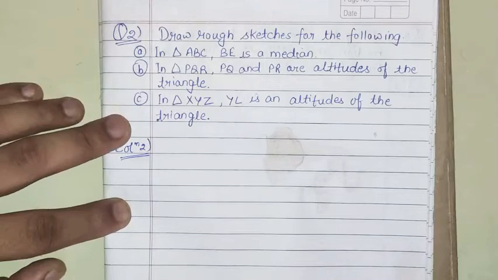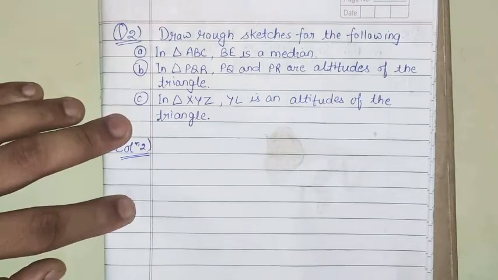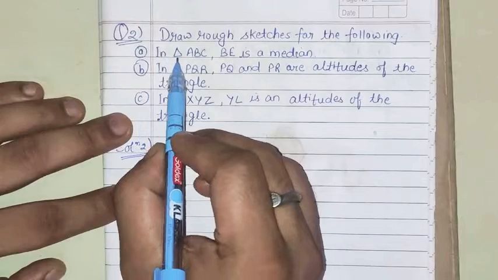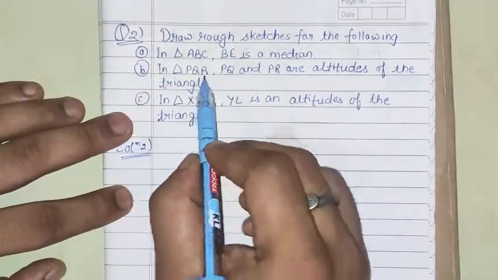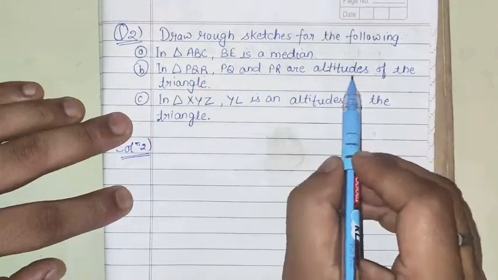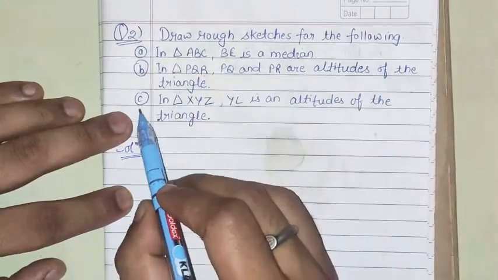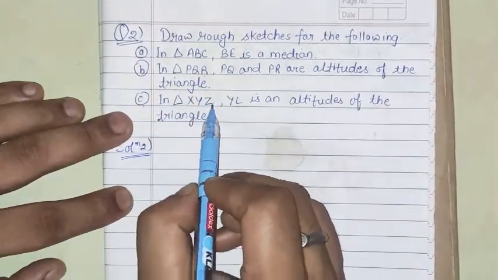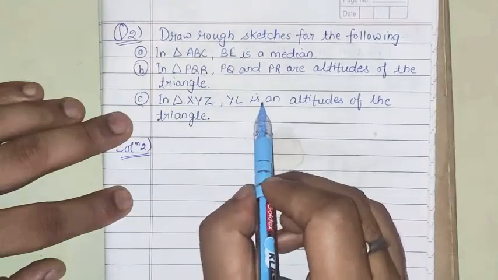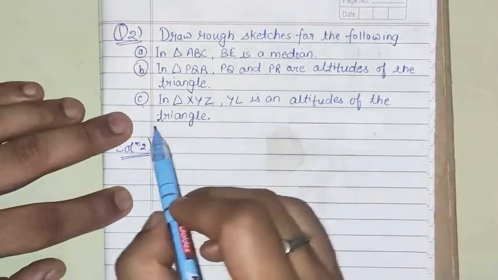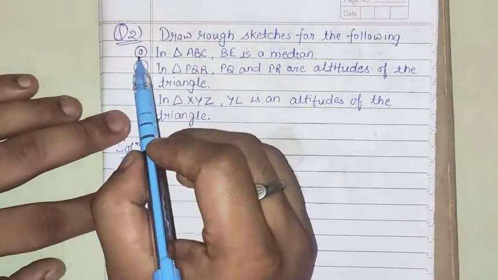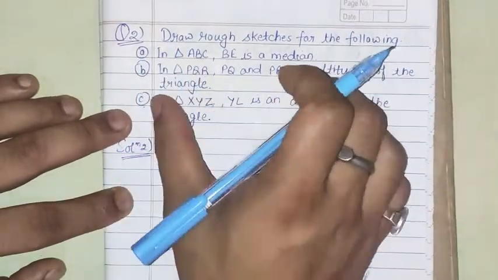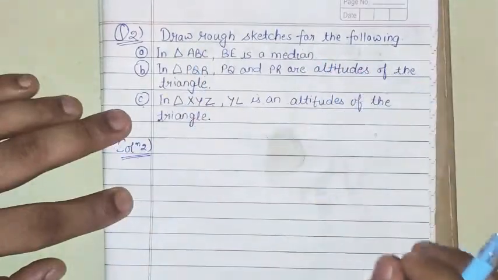Now see question number 2. Draw rough sketches for the following. A: in triangle ABC, BE is a median. B: in triangle PQR, PQ and PR are altitudes of the triangle. C: in triangle XYZ, YL is an altitude of the triangle. So you have some commands and you have to make a rough sketch according to these commands.